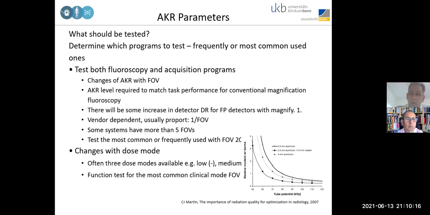The first one you should check is changes of the air kerma versus the field of view. Some systems have more than 5 fields of view. The most frequent field of views, typical ones I would test, are 20 and 25 centimeters. And often they have 3 modes, low, medium, and high. Test those together with the most common FOV to see what you have and what kind of air kerma you have.